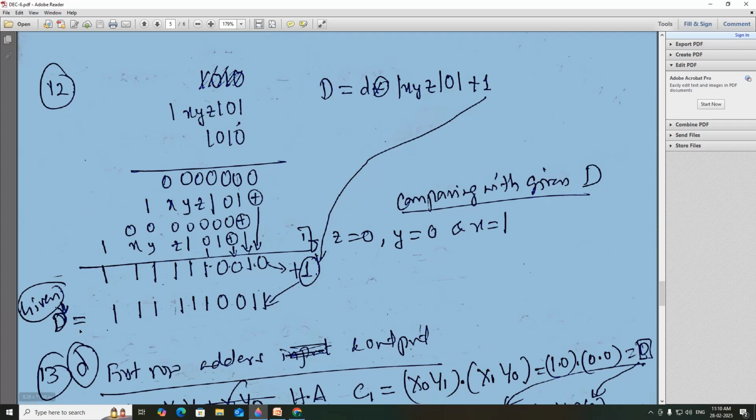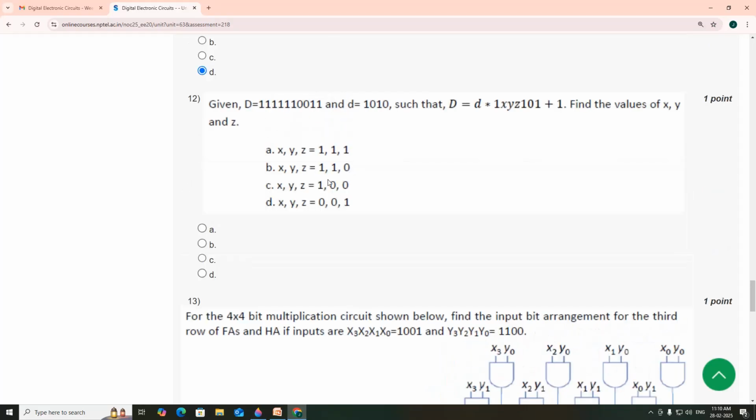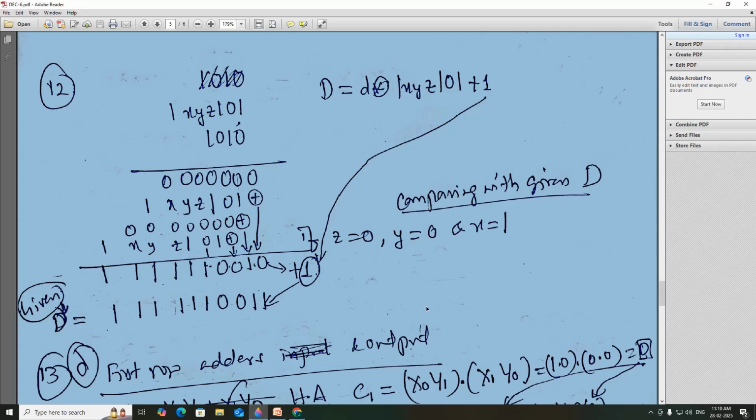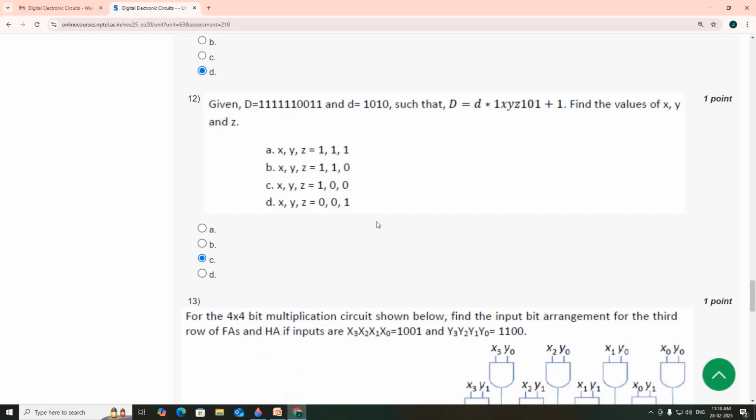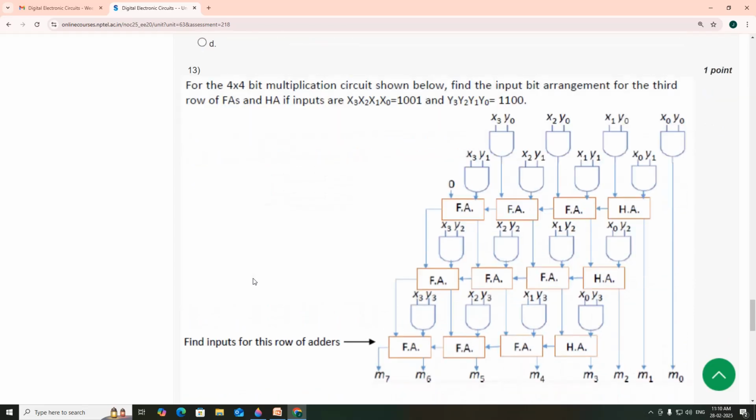So the 12th answer is x equal to 1, y equal to 0, z equal to 0. X equal to 1, and yz is 0 0, option C. Then the 13th one.